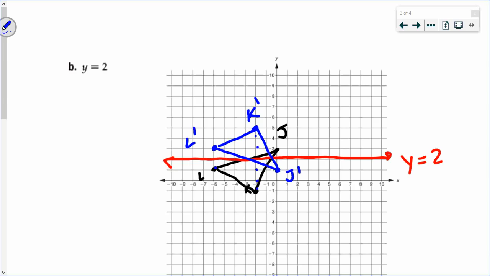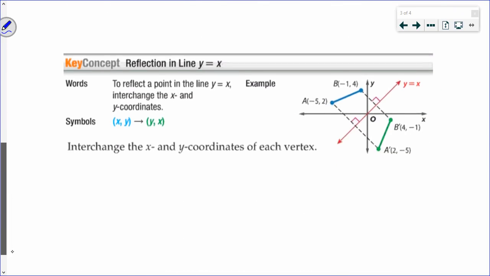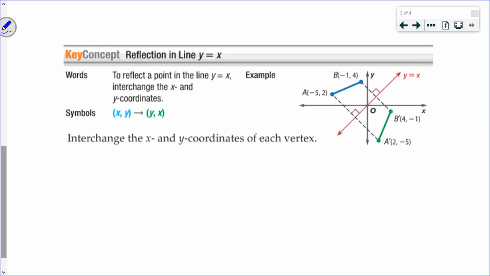Now we have the reflection across the horizontal line. Okay, so that's what your image should look like, J prime, K prime, L prime. So let's continue. Now we'll be reflecting across the line y is equal to x. We're going to reflect across the line y is equal to x in the coordinate plane.